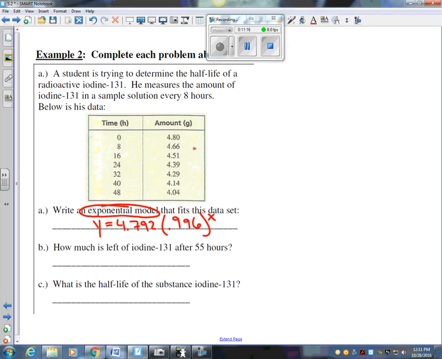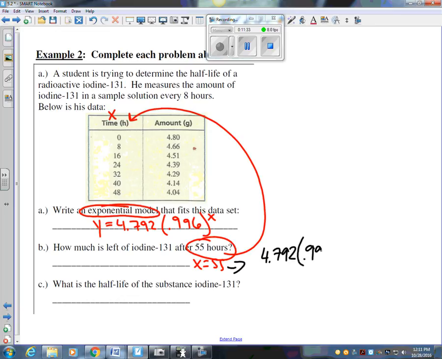All right, how much is left of iodine 131 after 55 hours? So hours is on the left, is your x value. So x is 55. So I'm simply going to plug that into my equation. So I do 4.792 parentheses 0.996 to the 55th power. So you type that in the main screen of your calculator, 4.792 parentheses 0.996 to the 55th power, and you get 3.844.